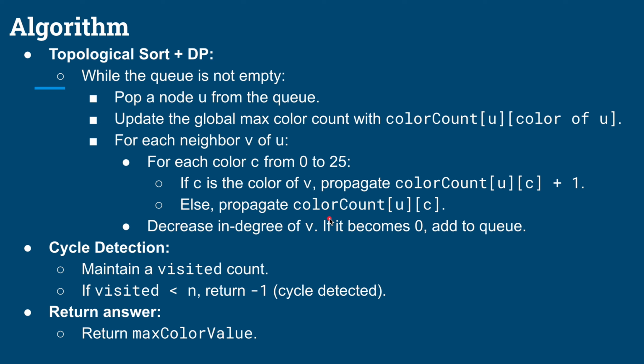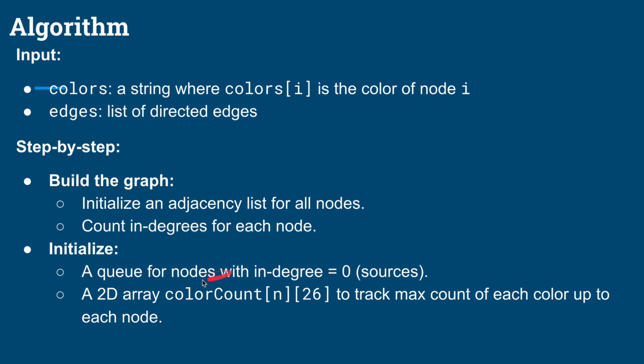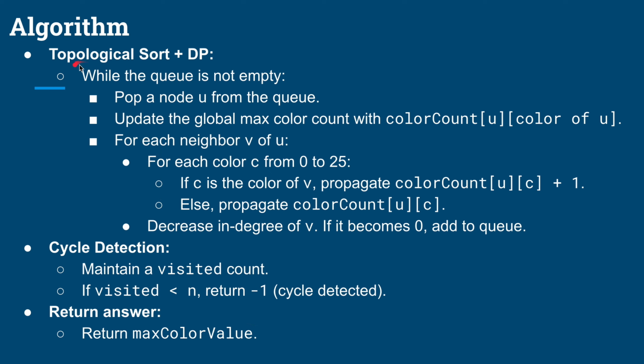Means first of all, what we will do, we'll build the graph and initialize everything, right? We'll build the graph, then we will initialize the in-degree and the color map. Then we'll go for the topological sort. We'll make a while loop. We'll check the queue should not be empty, pop the first node u, and update the global max color with the color map of u and the color of u.